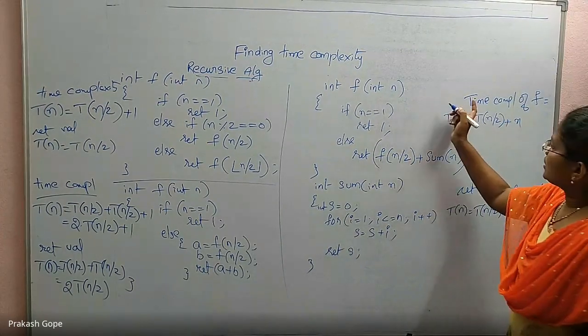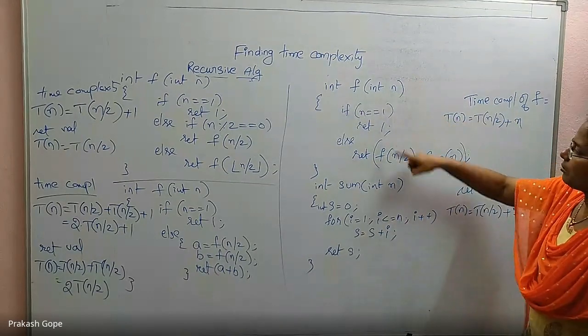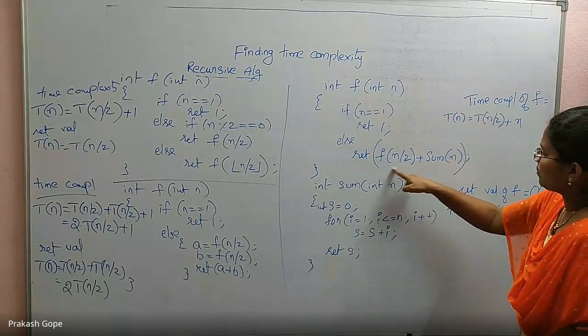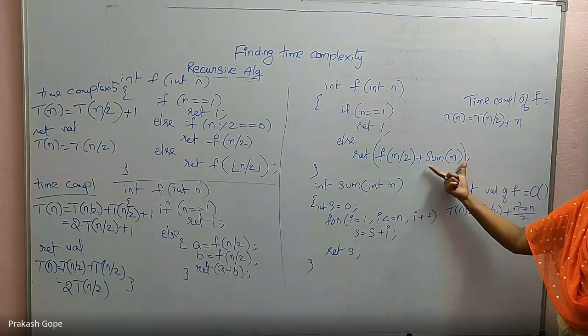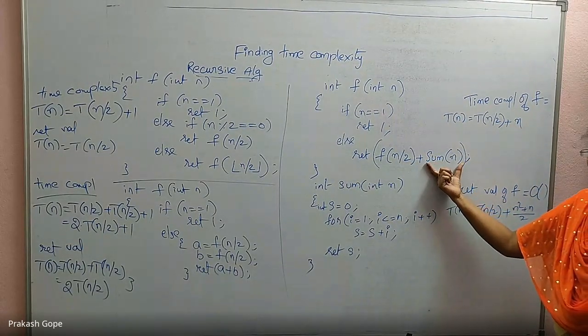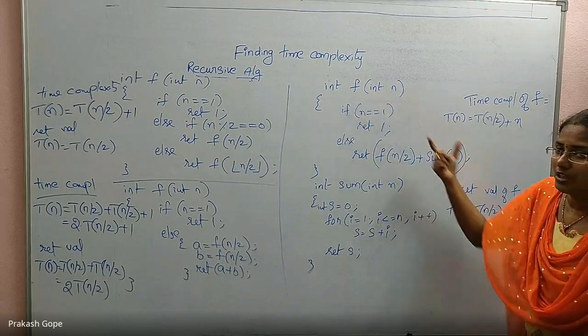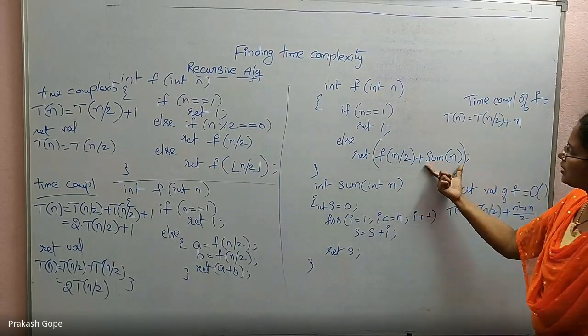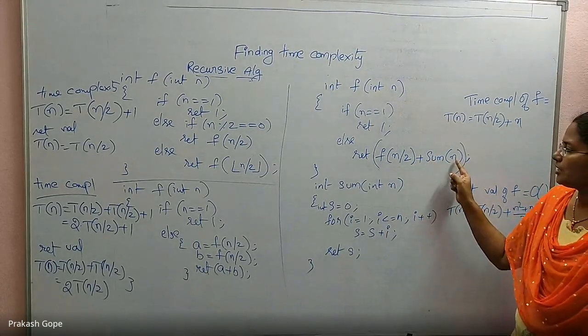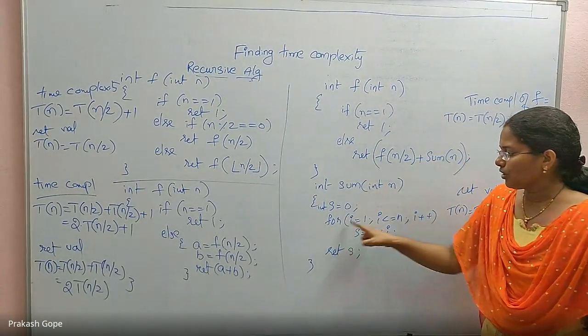You see, what is the time complexity? The time taken by the same function when n by 2 is passed, yes, plus the time taken by the sum function. This is a different function, not the same recursive function, right? So the time taken by this should be added. But what is the time taken by the sum function when n is passed? It is just one for loop.